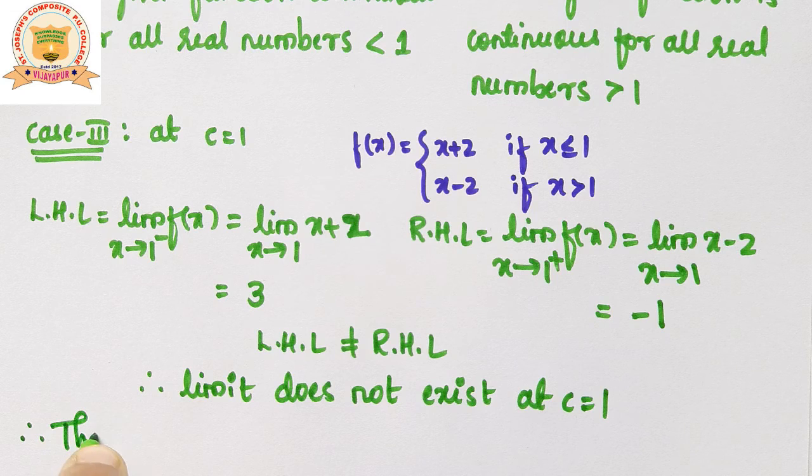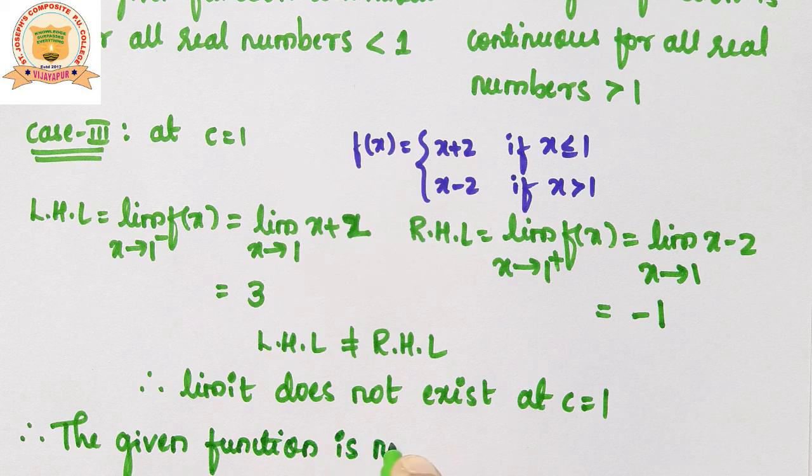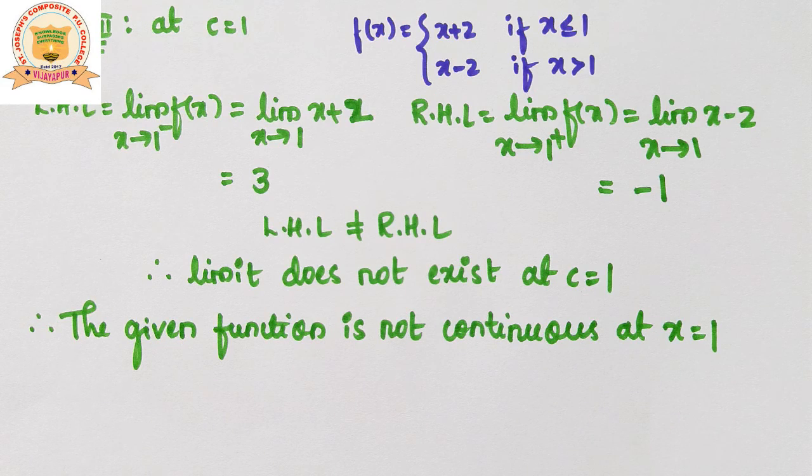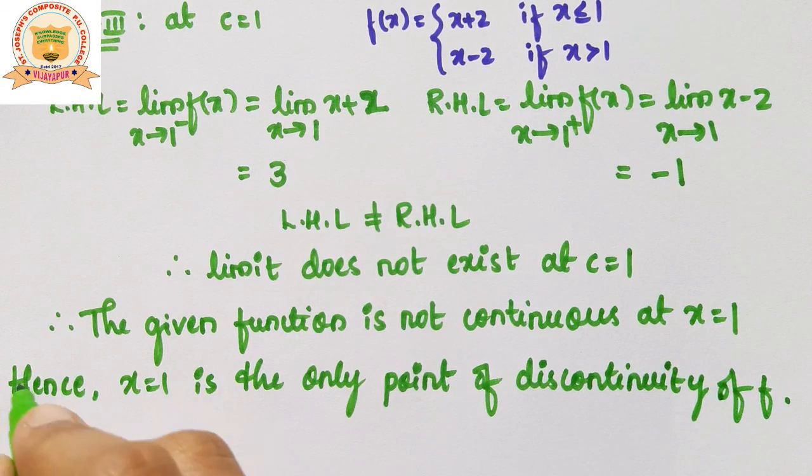Therefore, the given function is not continuous at x is equal to 1. The given function is continuous for all the real numbers less than 1 and greater than 1, but the function is not continuous at x is equal to 1. Therefore, we conclude that x equal to 1 is the only point of discontinuity of f. Hence, x is equal to 1 is the only point of discontinuity of f.